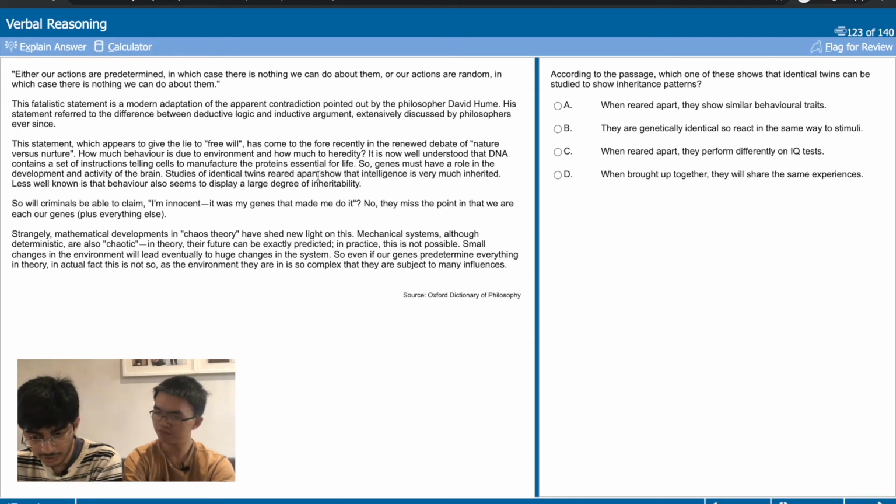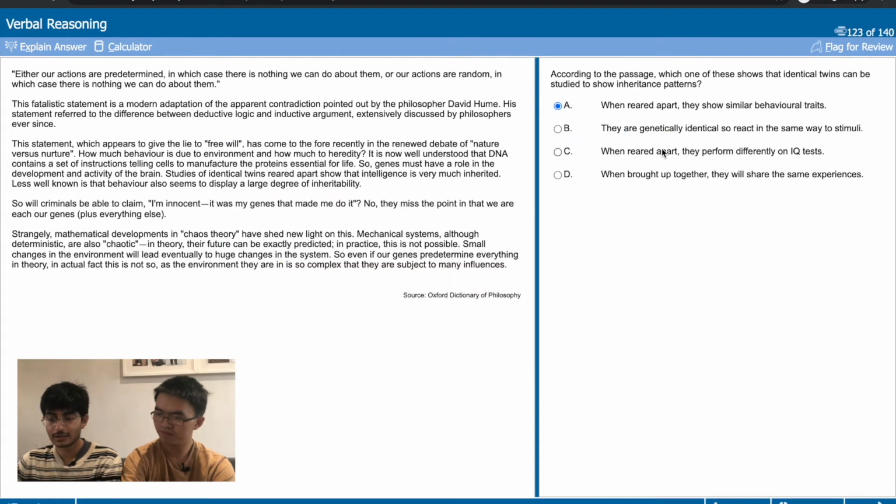So studying identicals reared apart shows that intelligence is very much inherited. When reared apart, they show similar traits. I don't think intelligence is behavioral traits. I don't know, it might be. There are genetically understood... it's not that. Less known is that behavior also seems to display a larger degree of inheritability. Okay, so it's probably A actually. Yeah, there's nothing about the last 3 points in the paragraph in the text.